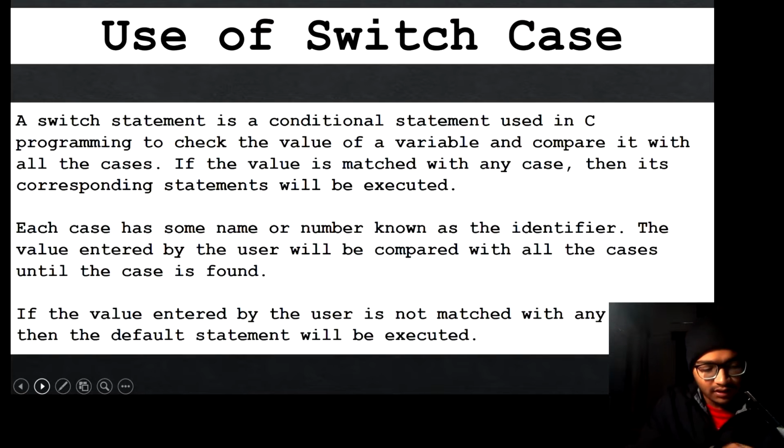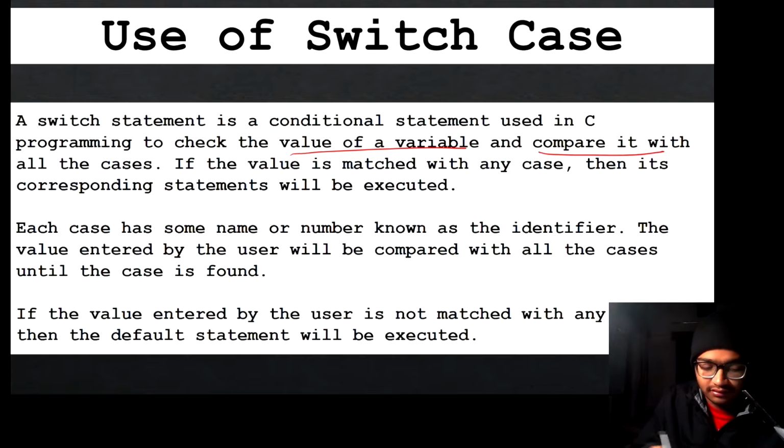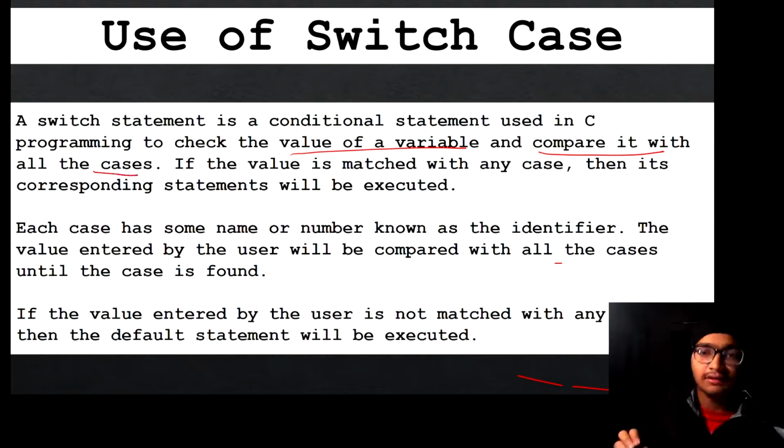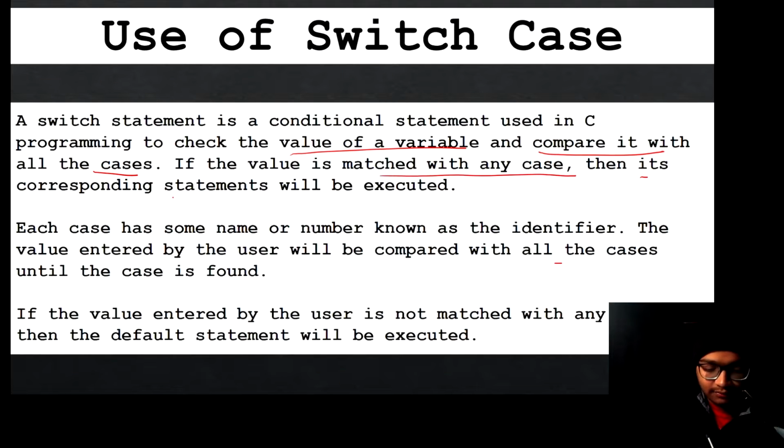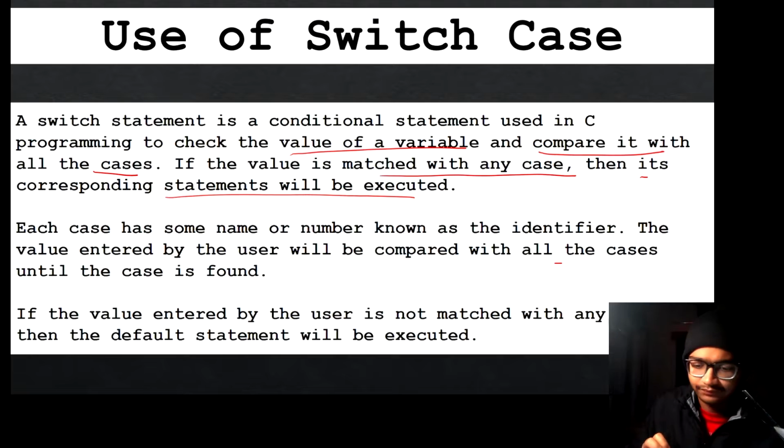Switch case is a conditional statement used in C programming to check the value of a variable and compare it with all cases. In switch there are various cases to compare. So what happens here? The value of a variable is compared with all cases. If the value matches any case, then its corresponding statements are executed. We will understand it much better in our syntax.